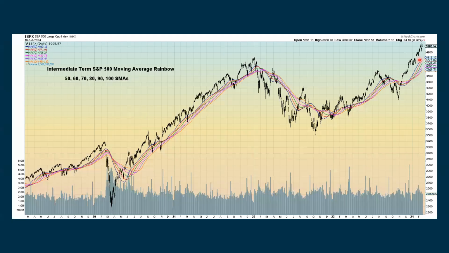Then we have an intermediate term rainbow. This goes from 50 periods up to 100 periods. The same basic idea here. I try to take in the whole chart together. We can see that price is above all of the lines and the lines are smoothly going up. So the intermediate term trend is still positive.